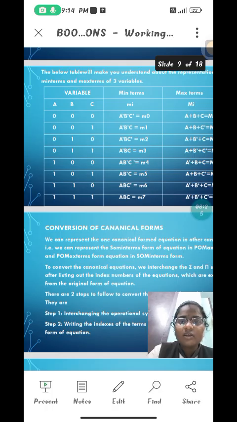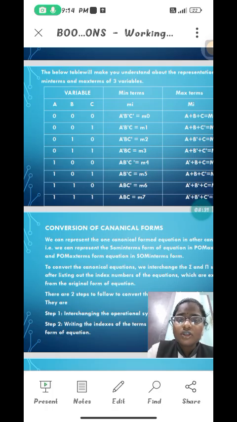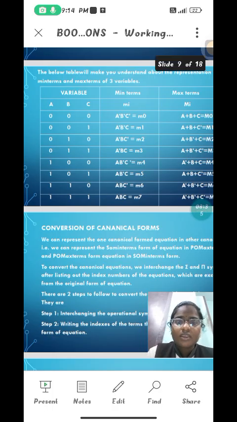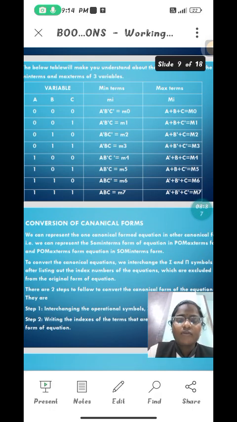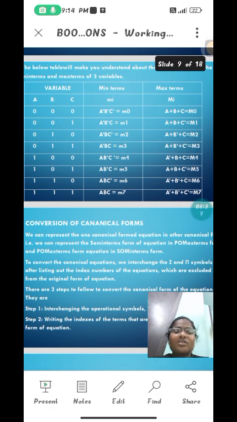See this table, we will take the numbers 0 to 7. 0 means 000, 1 is 001, up to 7 which is 111. This way we form the minterms and maxterms.